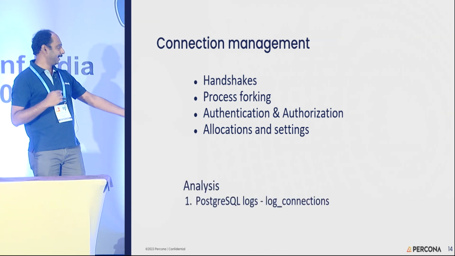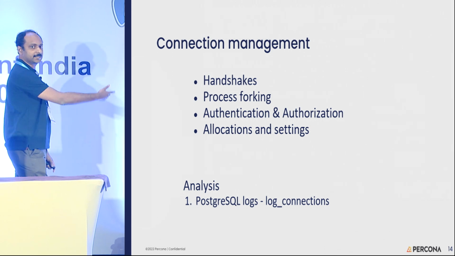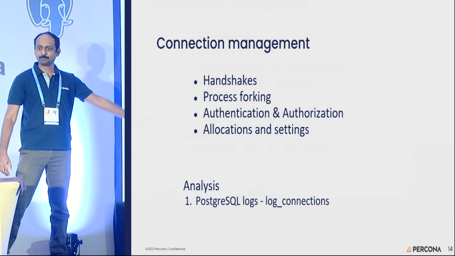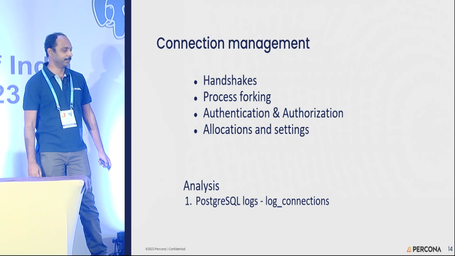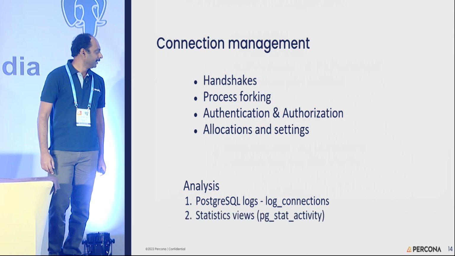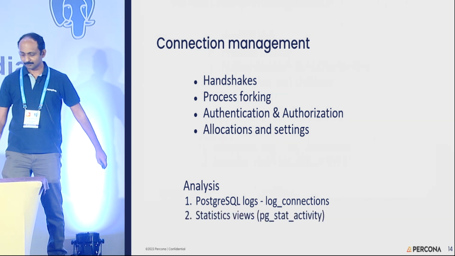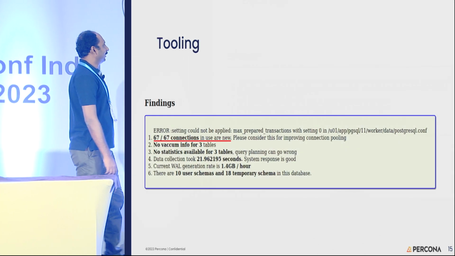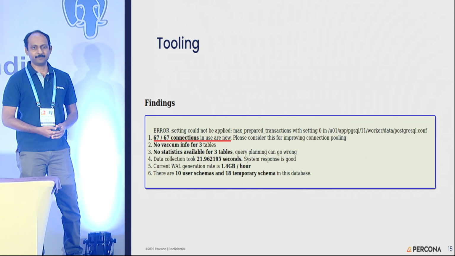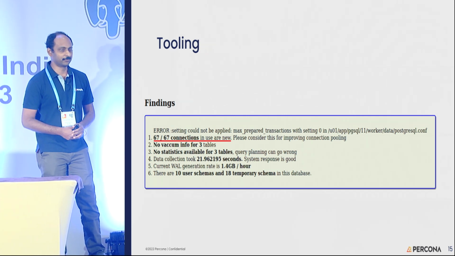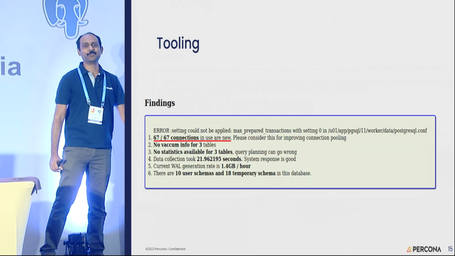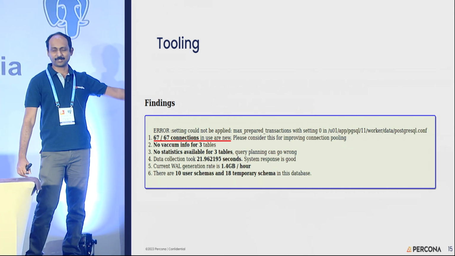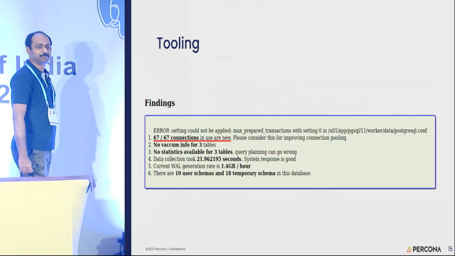And how can we analyze this? We can enable log connections and understand how frequently connections are established and disconnected. Postgres logs can tell you. The other option is to use pg_stat_activity. And tooling. And what if you have a super helpful tool which can clearly tell you, okay, you have a problem? Say 67 out of 67 connections are new, fresh connections.